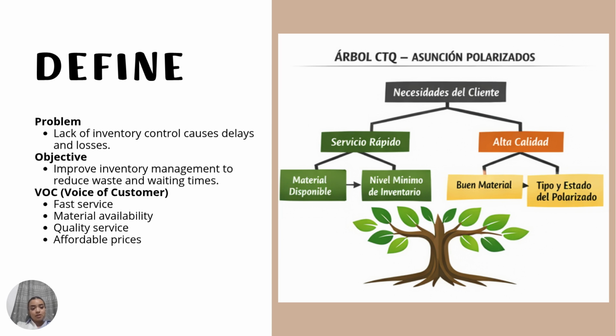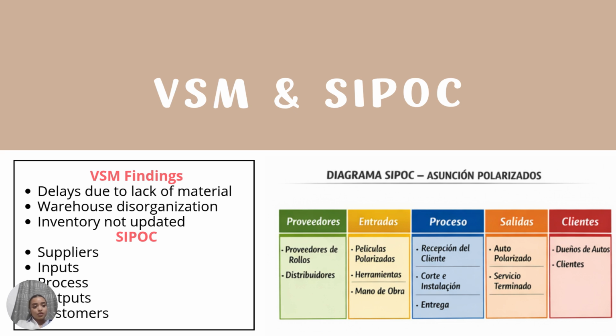During this stage, tools such as the value stream map and the SIPOC diagram were used. The VSM helped identify the delays caused by lack of materials, warehouse disorder, and outdated inventory. The SIPOC diagram allowed us to visualize the complete process, including suppliers, inputs, process, outputs, and customers. These tools helped understand the current workflow and detect operational waste.